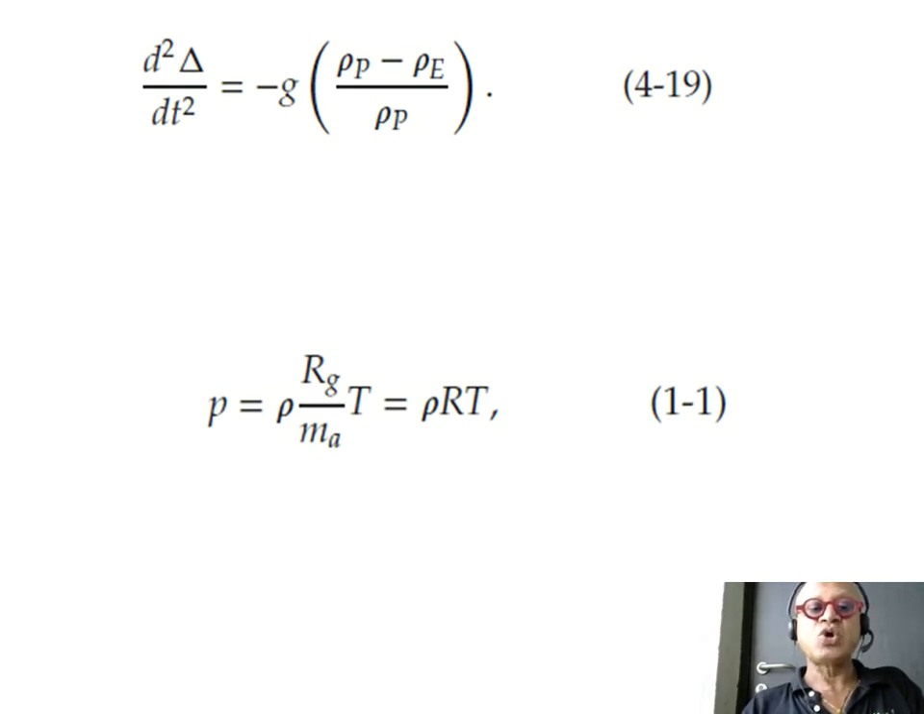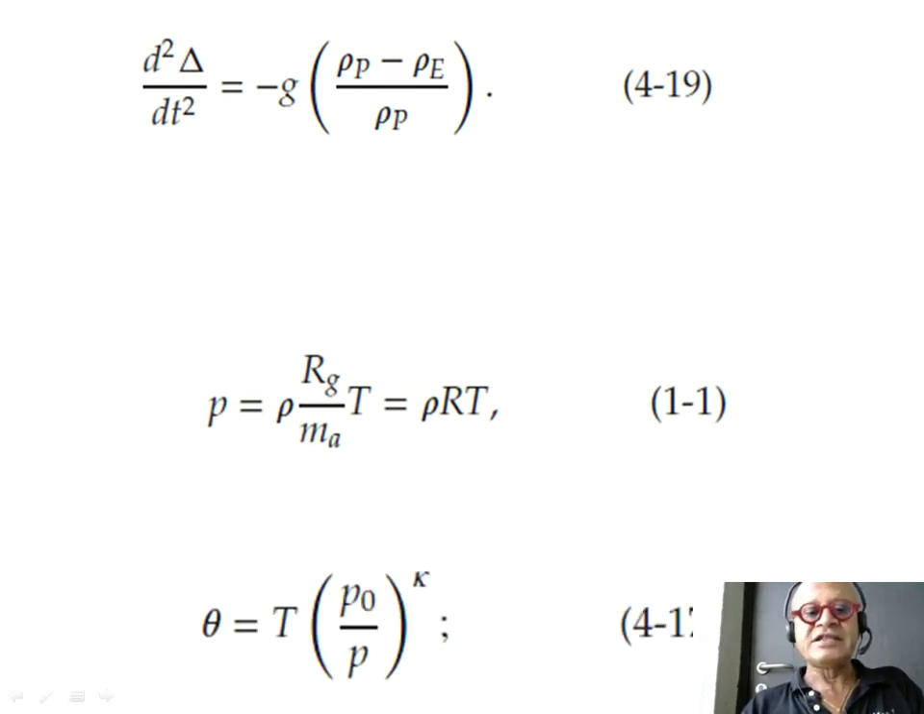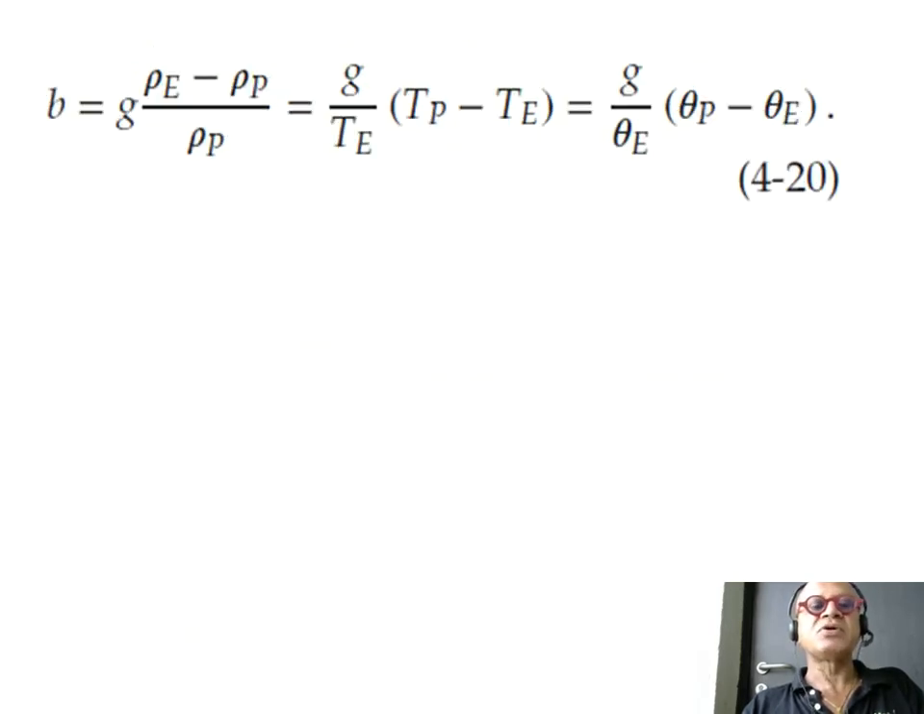Anyways, long story short, we write again our ideal gas law and our potential temperature, which you remember. We put that into buoyancy or reduced gravity and write it as g over Te times Tp minus Te using our ideal gas law. And to make it a conservative quantity, we can convert this into potential temperature instead of just the in situ temperature.